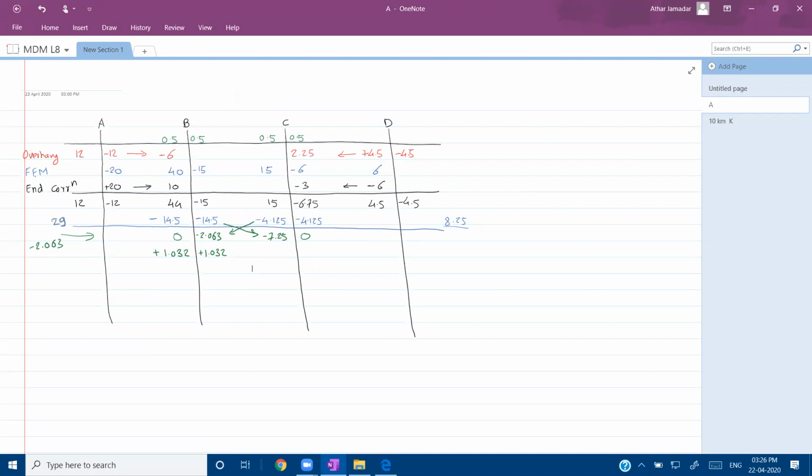Similarly at support C, the unbalanced moment will be minus 7.25 plus 0, so minus 7.25. As this unbalanced moment is negative, the next correction will be positive here, but before applying this correction we have to multiply by the respective distribution factor. So it is going to be 3.625, 3.625.